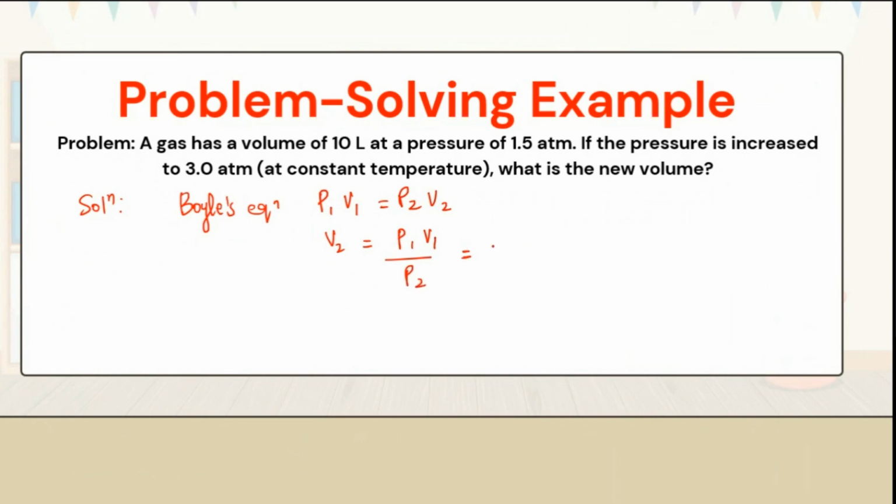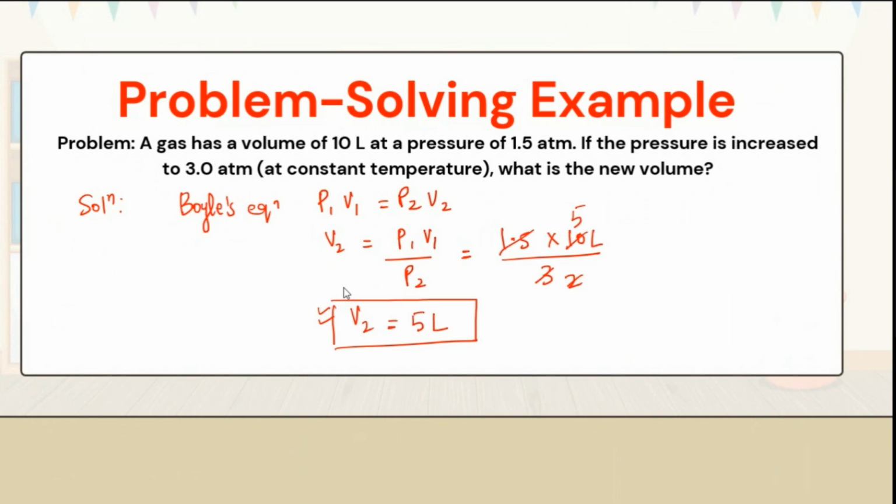Let us substitute the values that we have here. The initial pressure was 1.5 atm, the initial volume was 10 liters, and the final pressure changes to 3 atm. If we reduce the relation and solve, we get that the volume of the gas becomes 5 liters. So this is how Boyle's law affects the volume of the container of the gas when the pressure changes.